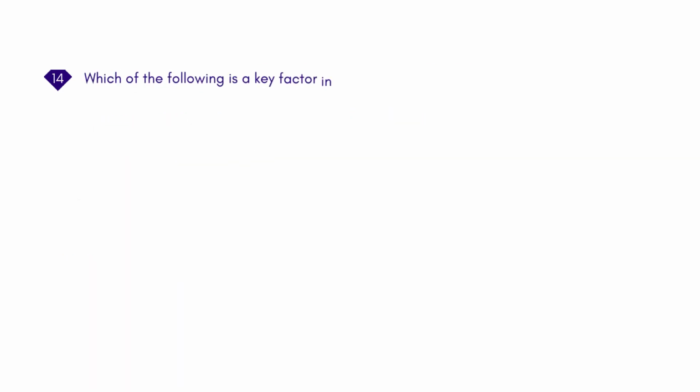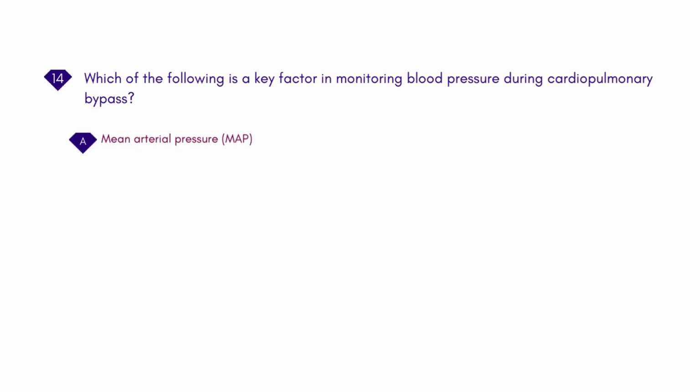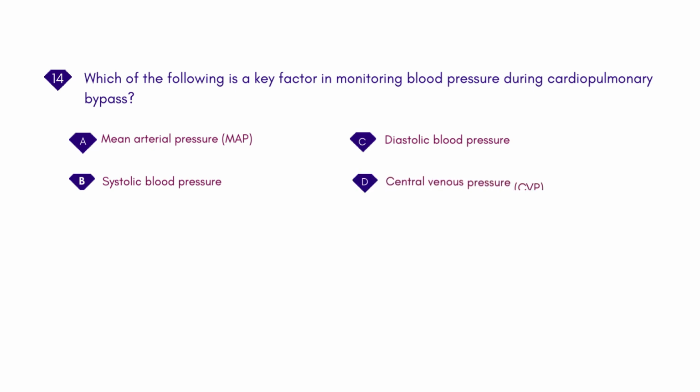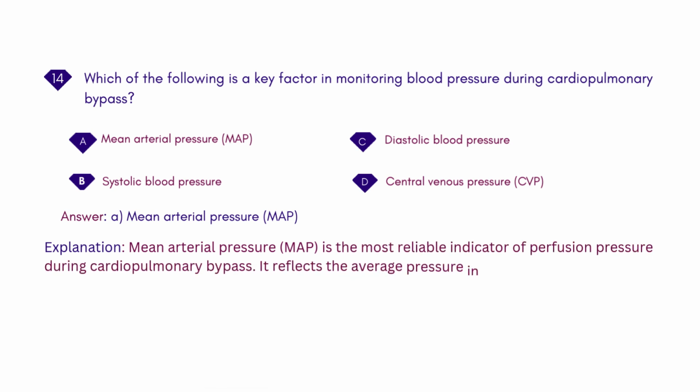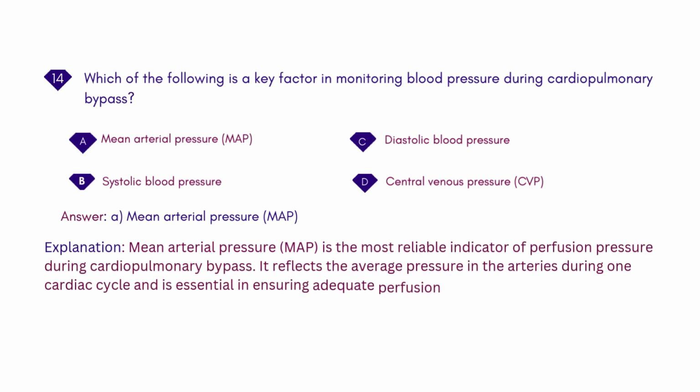Which of the following is a key factor in monitoring blood pressure during cardiopulmonary bypass? A. Mean arterial pressure, MAP. B. Systolic blood pressure. C. Diastolic blood pressure. D. Central venous pressure, CVP. Answer: A. Mean arterial pressure, MAP. Explanation: mean arterial pressure, MAP, is the most reliable indicator of perfusion pressure during cardiopulmonary bypass.